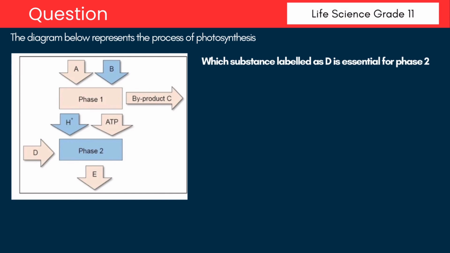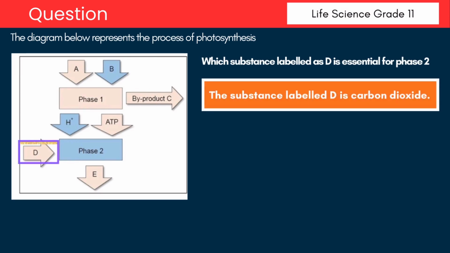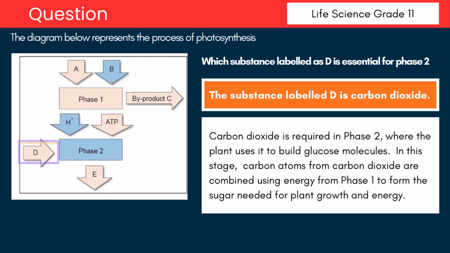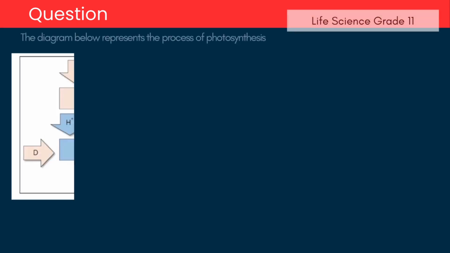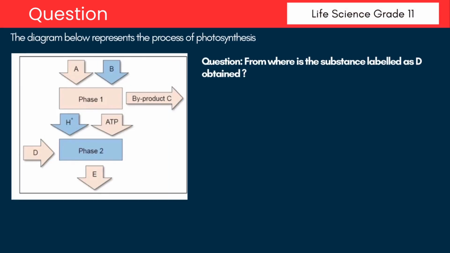Question: which substance labeled as D is essential for Phase 2? The substance labeled D is carbon dioxide. Carbon dioxide is required in Phase 2, where the plant uses it to build glucose molecules. In this stage, carbon atoms from carbon dioxide are combined using energy from Phase 1 to form the sugar needed for plant growth and energy.